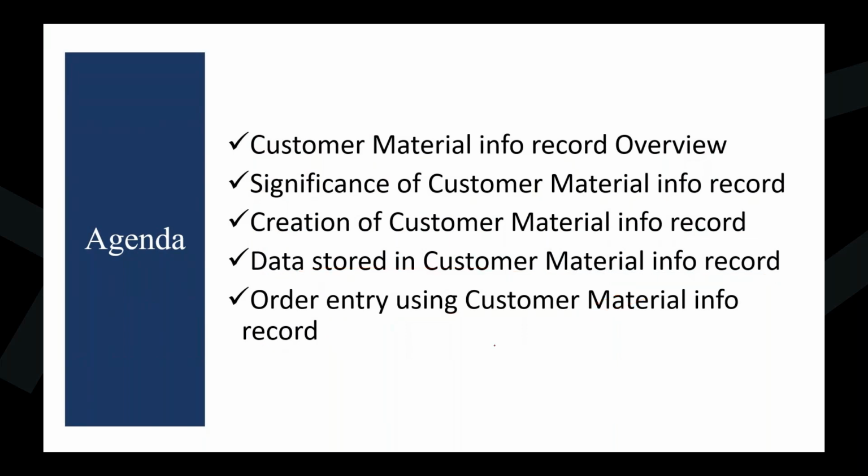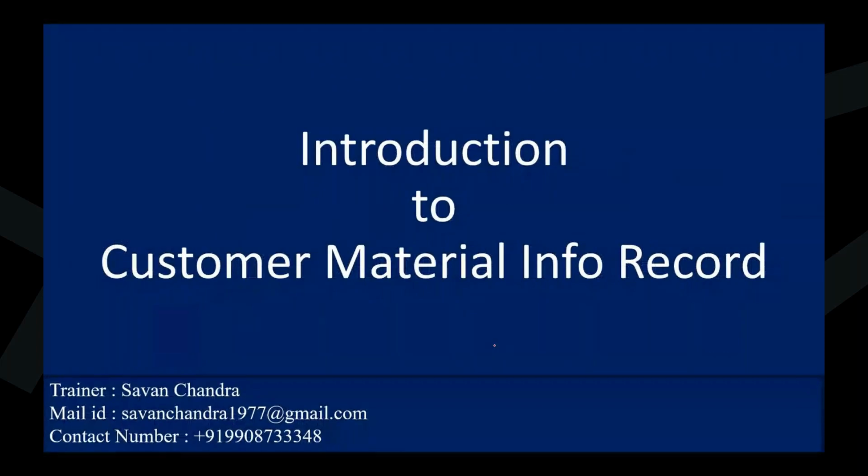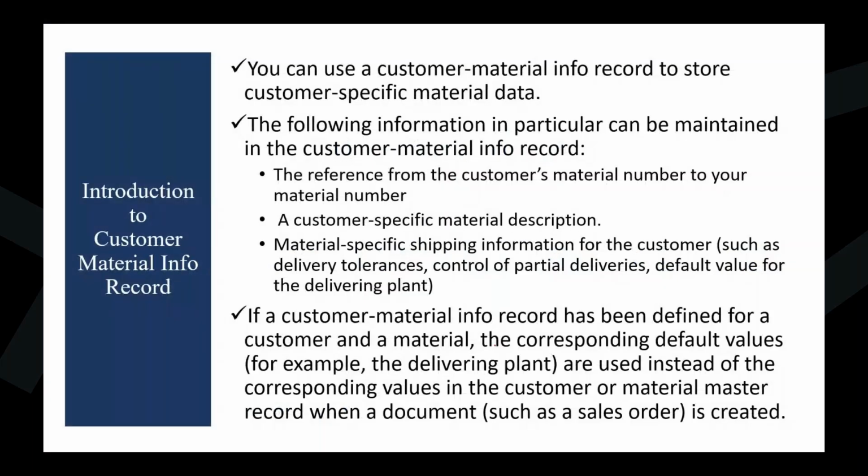Okay, so let's start. First we will understand the customer material info record. What is a customer material info record exactly? You can use a customer material info record to store customer-specific material data. In the organization you will be selling a material, a product, to different customers, not only to one customer. So that customer-specific data related to that material, you will maintain in this customer material info record.